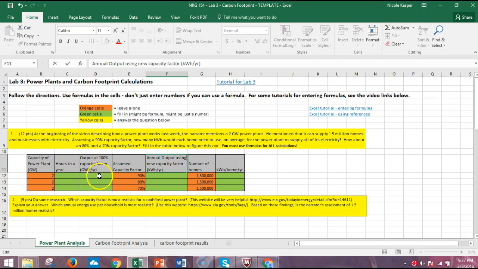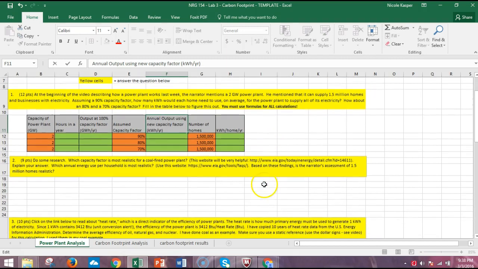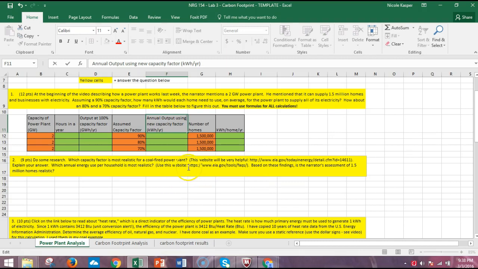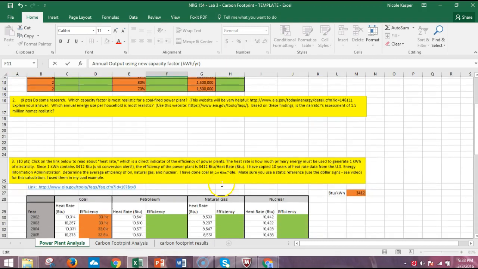And then the output at 100%, I have you calculate the output at 100% capacity factor first. And then you're going to apply this capacity factor to the power plant. And pay attention to the units here, kilowatt hours per year. Okay, and you're going to have to do a little bit of calculating here to figure out how many homes can be supplied, or how many kilowatt hours can be supplied to each of these homes. I strongly suggest that you write out these calculations first before you enter them into Excel. And then the question here is pretty straightforward. Keep in mind there's a link in here with some really important information.